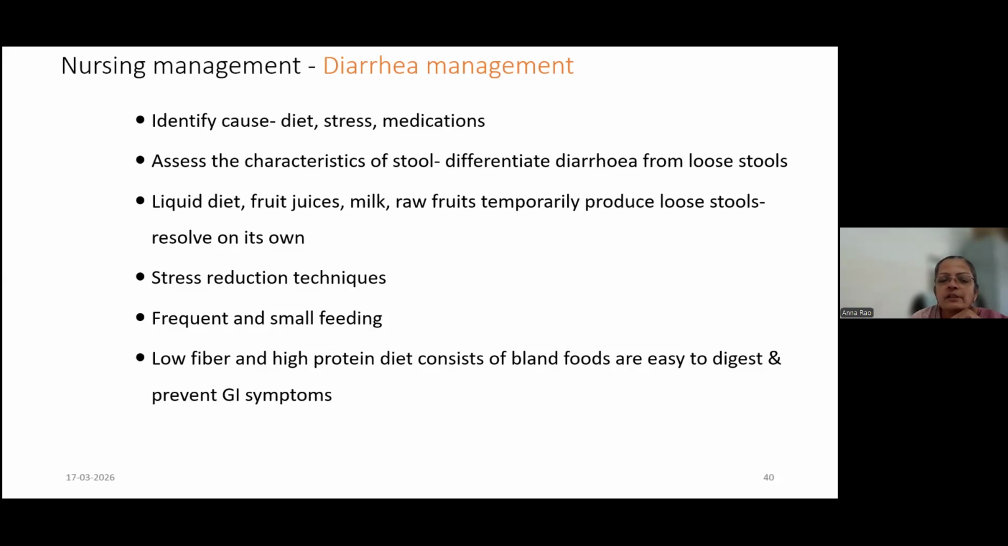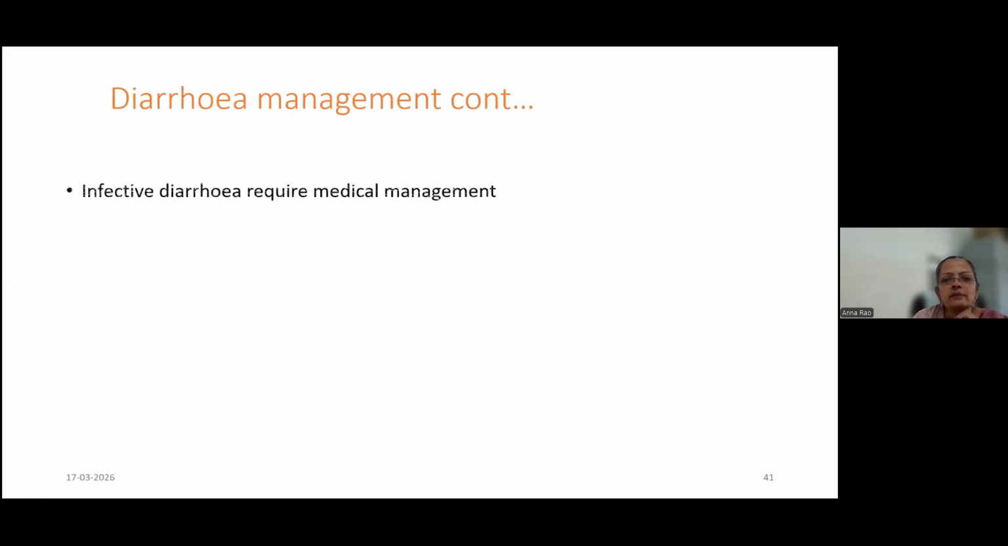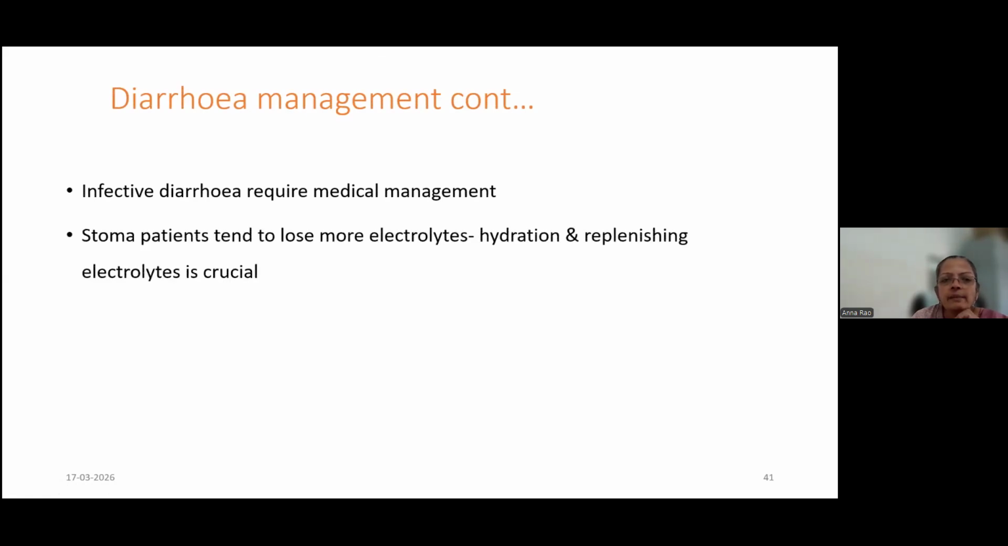Then, if the patient takes continuously liquid diet, fruit juices, milk only, then it is bound to create loose stools. Okay, but it will slowly resolve on its own also. Stress reduction technique should be taught to him. Okay, frequent small feeding will help, of course, in such things. Okay, low fiber and high protein diet consisting of bland foods that are easy to digest will create less GI problems. So they can be advised. Infective diarrhea, of course, will need medical management.